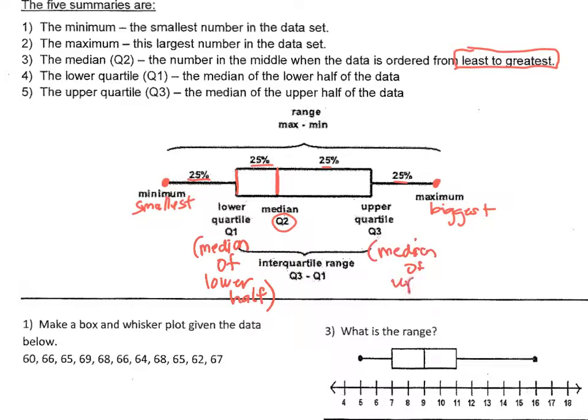Median of the upper half is the upper quartile, or they'll call it quartile 3. Okay? And then those 3 notches together make your box. Your maximum and minimum make your whiskers.